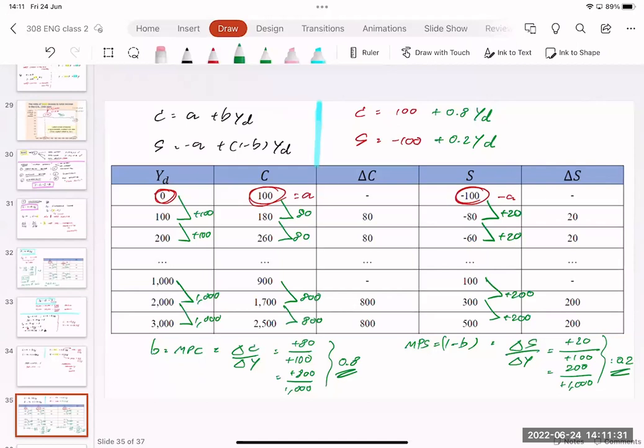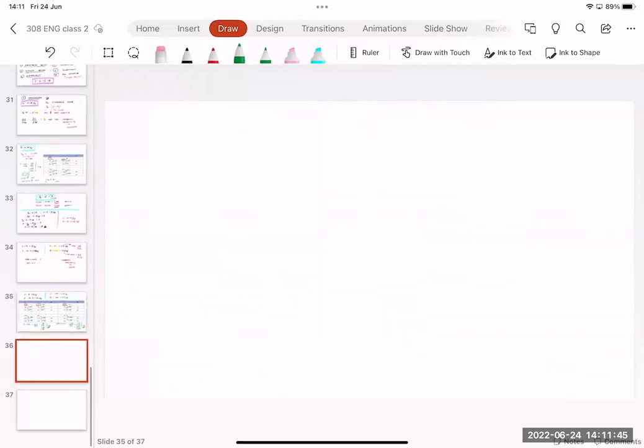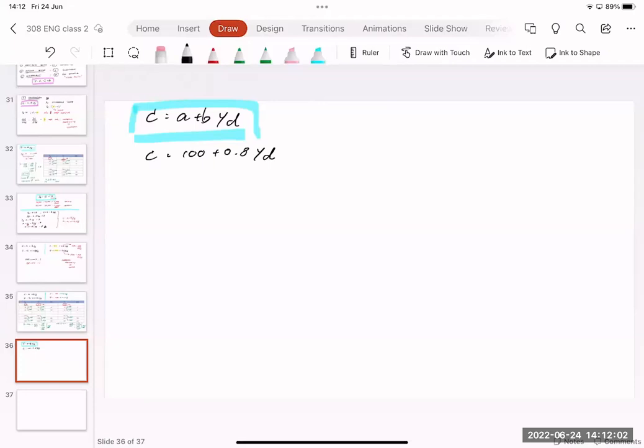So with the numbers of the table, you can easily find the equation of the consumption and the equation of the saving. Okay, last one for today. We're going to construct the graph of consumption, C equal to A plus BYD. For example, we give you the numbers C equal to 100 plus 0.8 YD. The graph is going to look like this.